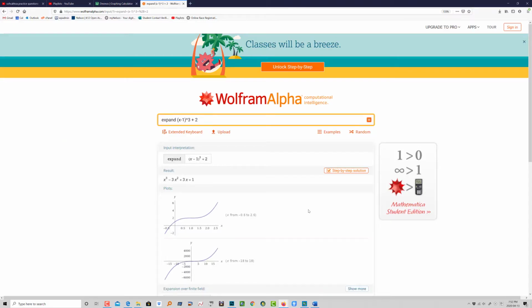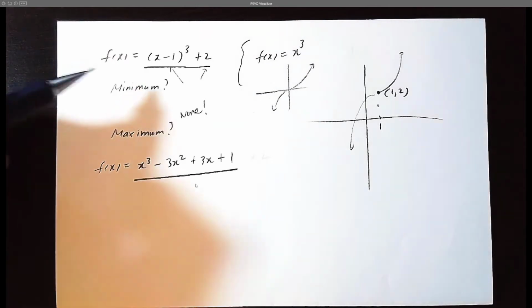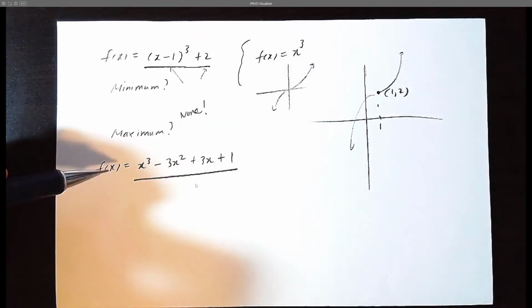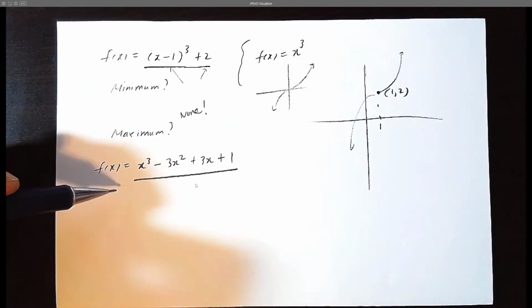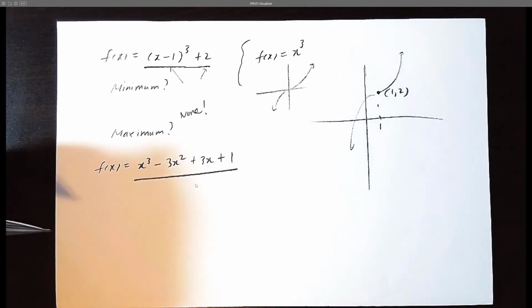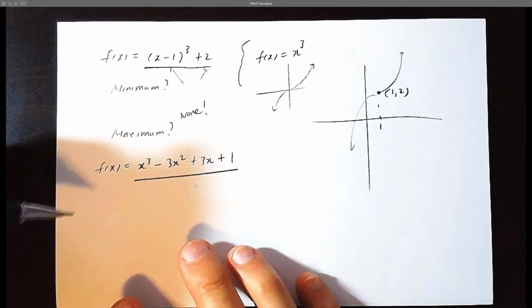So now I'm using Wolfram Alpha to expand that cubic function out here. (x minus 1) cubed plus 2. When you expand it out, we have x cubed minus 3x squared plus 3x plus 1. We know how to expand polynomials, so we didn't really need to use Wolfram, but it's nice and convenient for homework. Now let's practice using calculus.